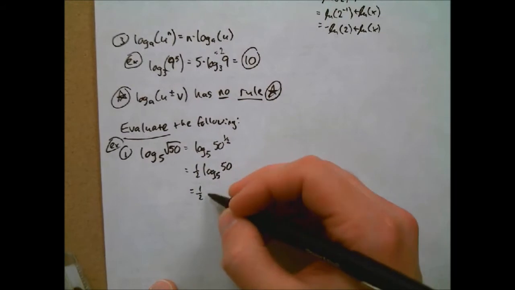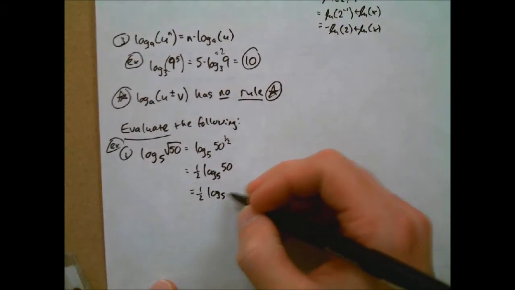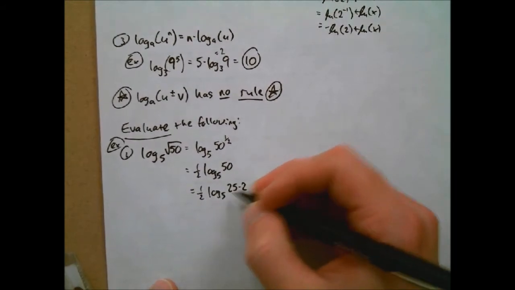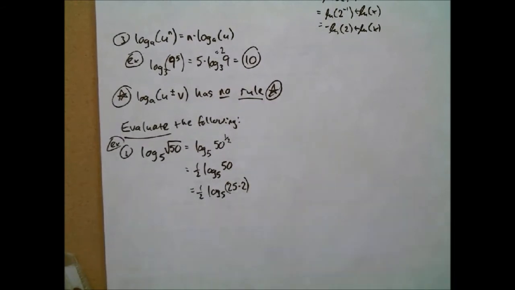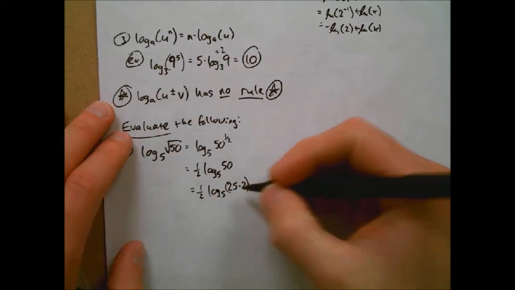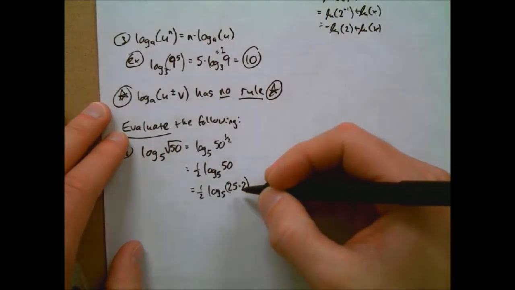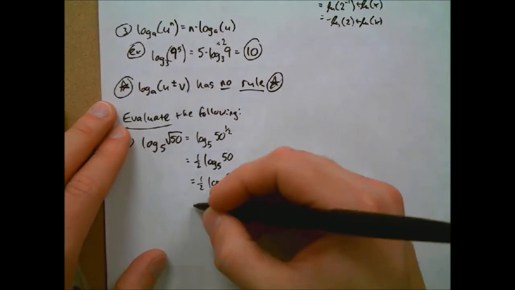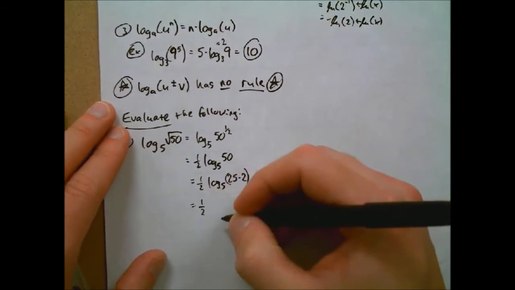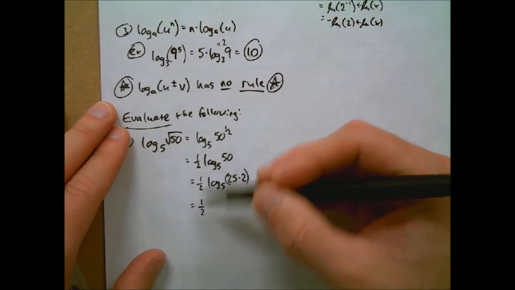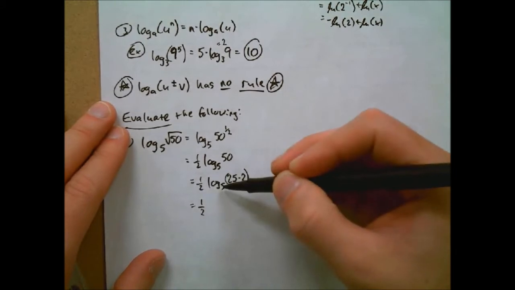So for example, we could say that 50 is really 25 times 2. Of course, the 2 I don't care too much about, but why is the 25 good? It's a power of 5, right? We'll be able to simplify that because our base is 5. So we're going to simplify this. We have multiplication inside of our logarithm, so we can change that into what? Addition, right.